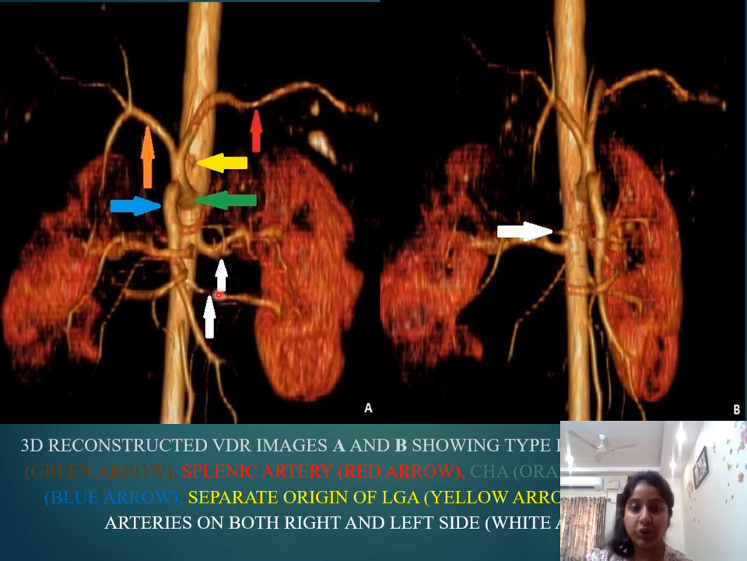This 3D reconstructed view image shows the hepatic artery and splenic artery. Then this is the celiac trunk, and here is the mesenteric artery. And we can see that there is a separate origin of the gastric artery. So this is a hepatosplenic mesenteric trunk, which is type 4 in the Uflacker classification.